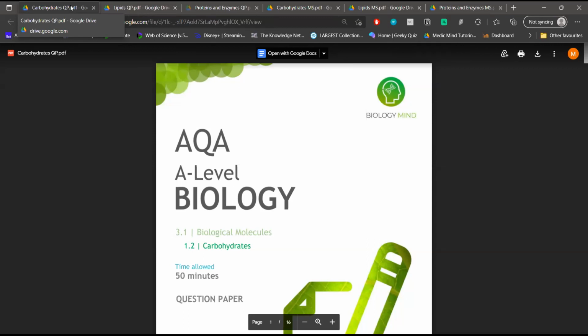Cofactors versus coenzymes. It's to do with which one is organic and which one is not. A cofactor is not organic, so it's not really an organic type of molecule. It doesn't contain carbon, hydrogen, and oxygen as its key building blocks. A coenzyme usually will be organic. That's the key difference.